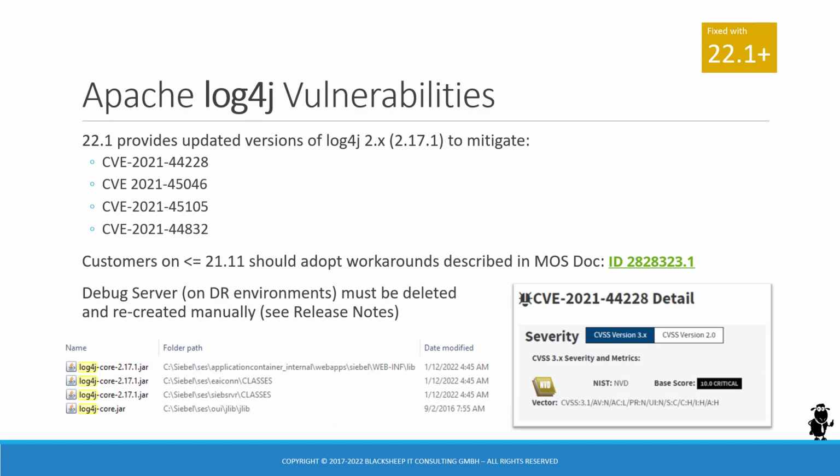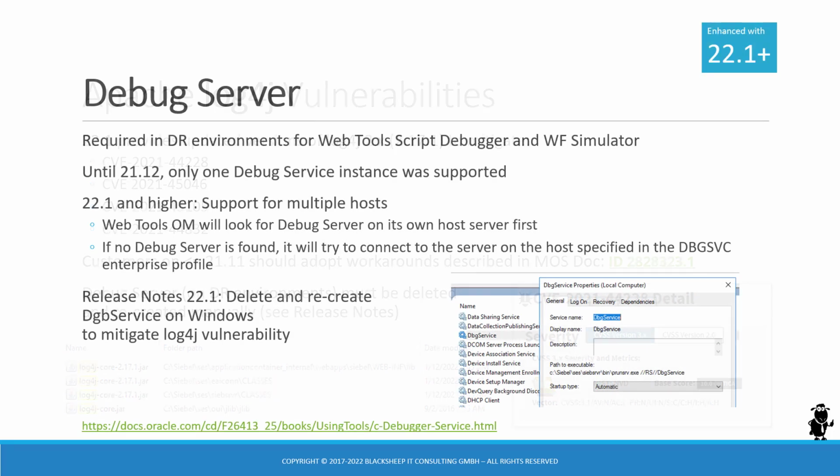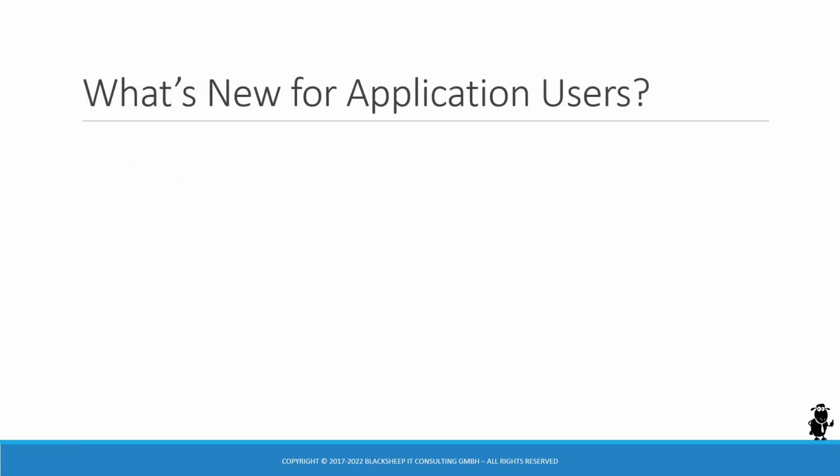Last but not least, for administrators, very importantly, you might have been part of the update or upgrade project because of the Log4j vulnerabilities, which are fully addressed. And the debug server is new if you come from 20.4, as in our example, and you will have to make sure that the debug server is up and running for your developers so they can use it.